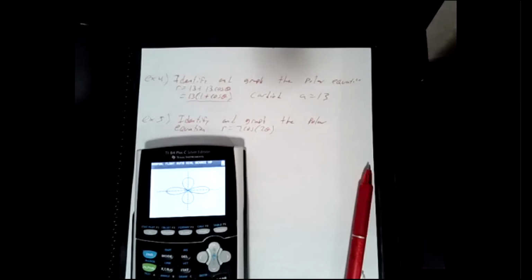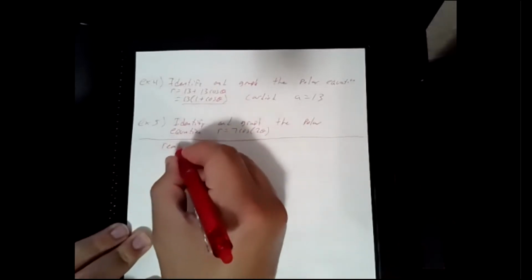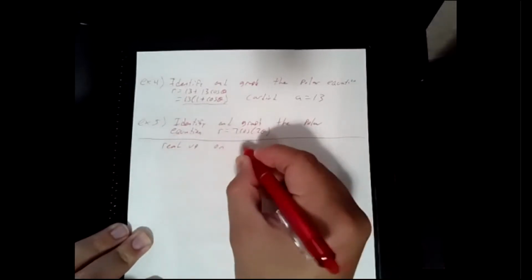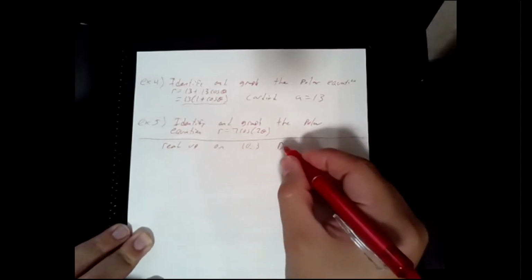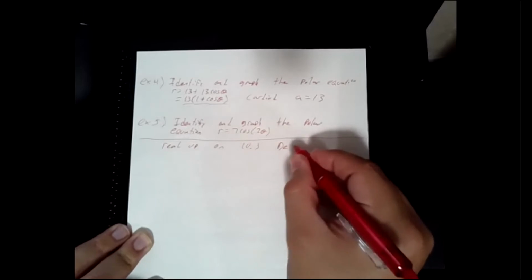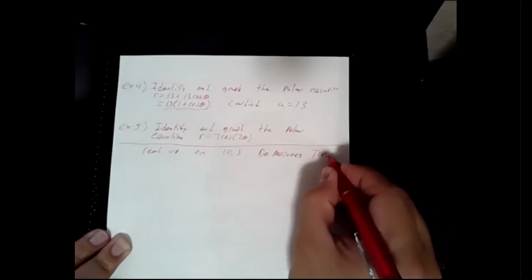I think I'll save this next one for next time. This one's a little more complicated. Start reading a little bit just to help you out. Read up on 10.3, De Moivre's theorem. We have to revisit the complex plane, which is the imaginary numbers.